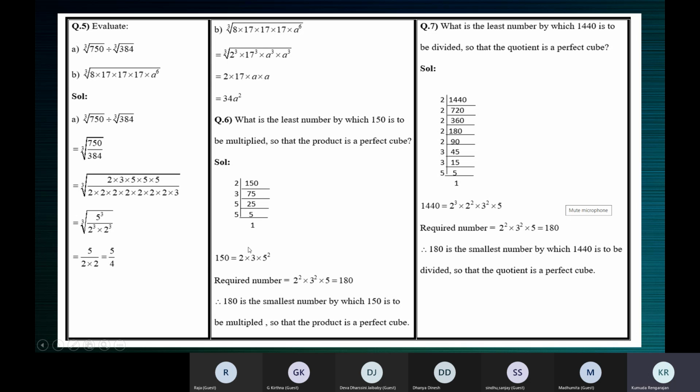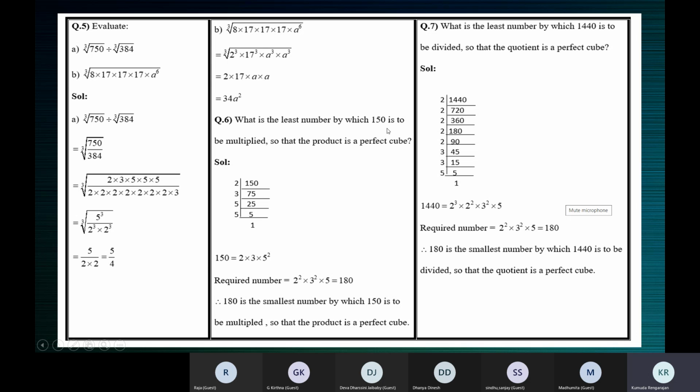2 is not raised to the power 3. So how many 2's do you need so that 2 becomes 2 to the power 3? You need 2 square. 3 is not raised to the power 3. You need 3 square so that this becomes 3 power 3. So 3 square. This is 5 square. When it's multiplied by 5, it will become 5 cubed. So the product of these factors, 2 square, 4 into 9 into 5, is 180.